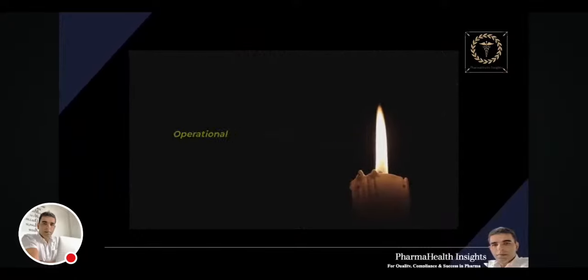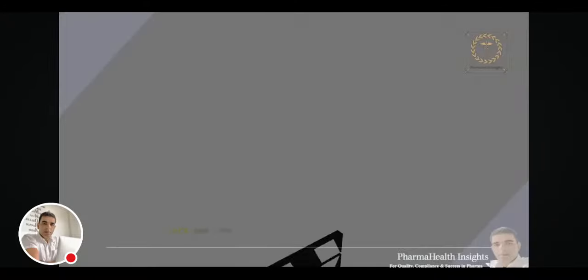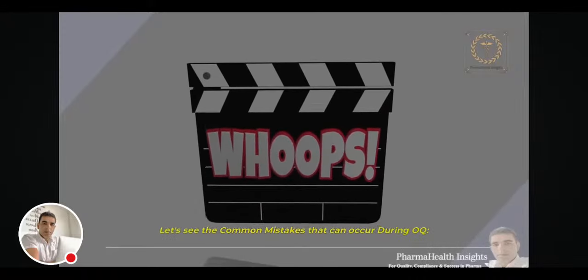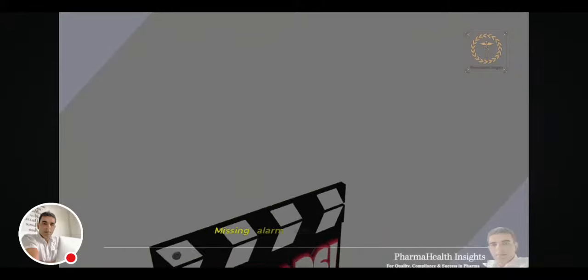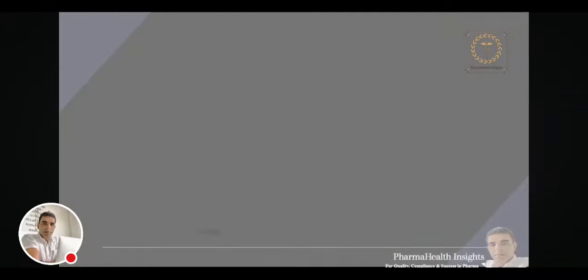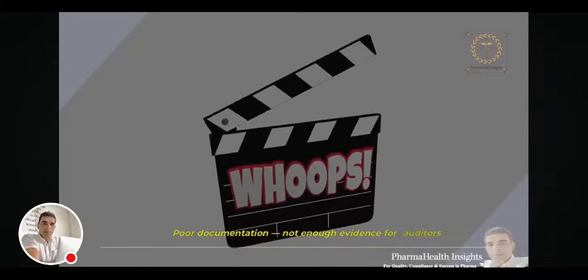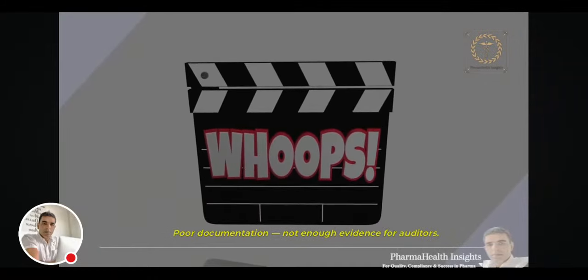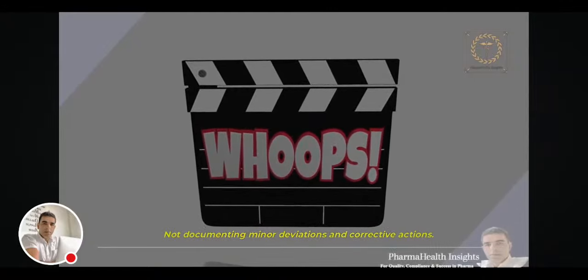Always remember, operational qualification isn't just a checklist, it's your defense shield during GMP audits. Let's see the common mistakes that can occur during OQ. Starting OQ before completing IQ, missing alarm and interlock testing, using vendor default settings without verifying ranges, poor documentation, not enough evidence for auditors, not documenting minor deviations and corrective actions.